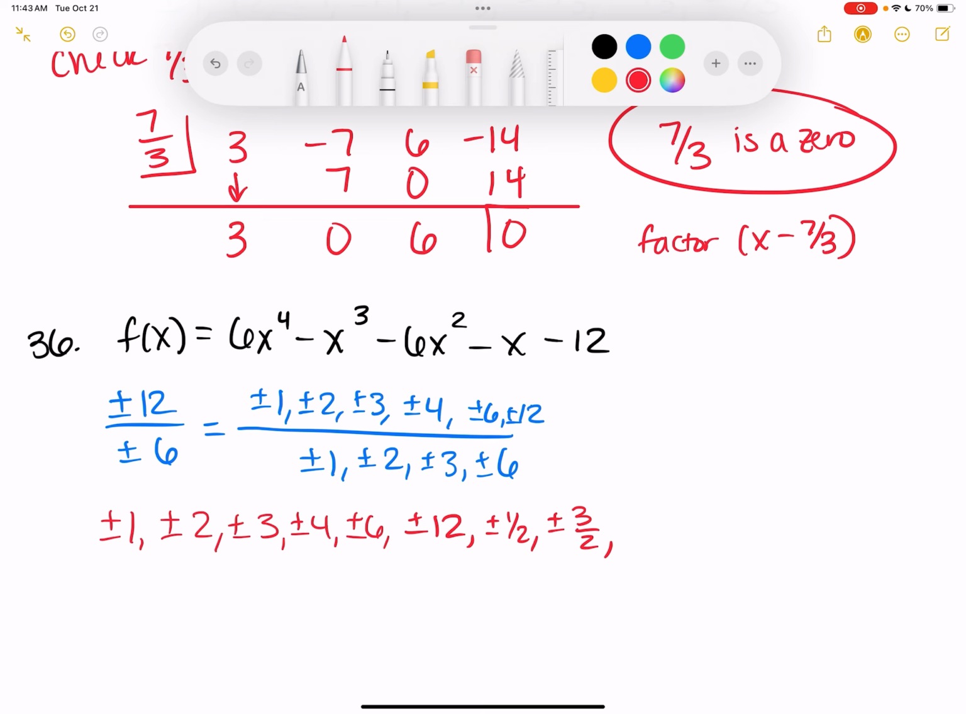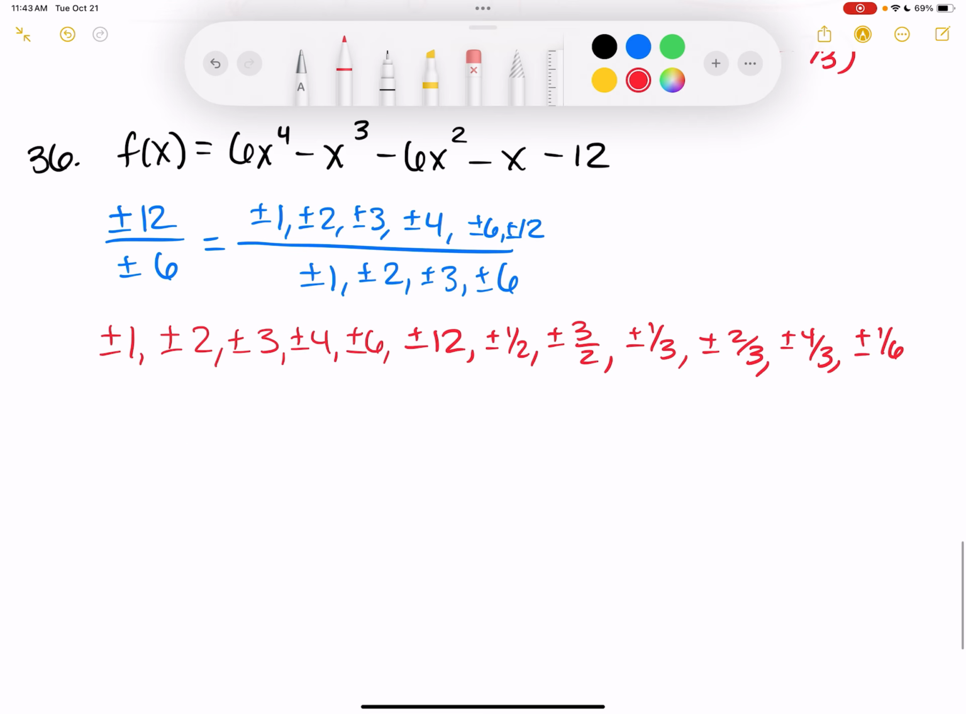Then I'm doing each of these numbers over 3, so I've got 1/3, 2/3, 3 over 3 is 1, 4 over 3, 6 over 3 I have, and 12 over 3 I have. Then everything over 6, I've got 1/6. 2 over 6 is 1/3, 3 over 6 is 1/2, 4 over 6 is 2/3, already have those. 6 over 6 and 12 over 6, I already have. So that's my whole list of numbers. Then we do the same thing: plug that into your calculator and see which ones look like they could work.